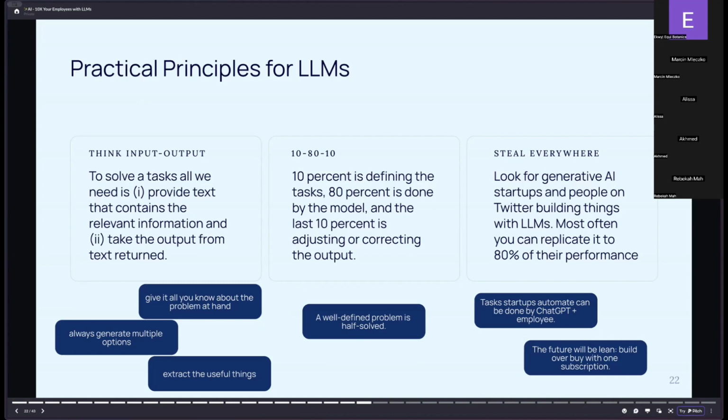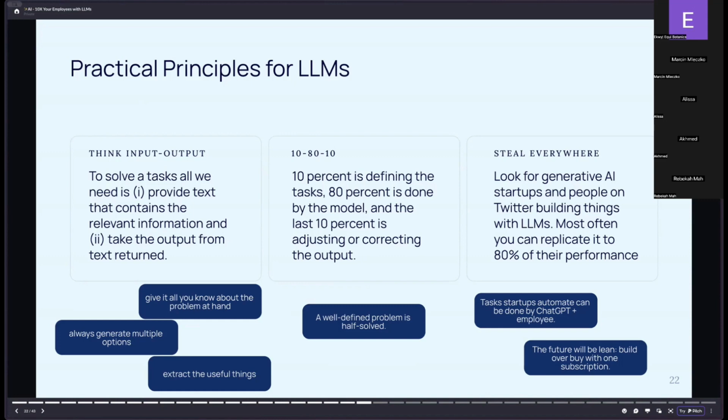And you always want to give it all you know about the problem at hand. So really dump everything you know in there: copy text from your knowledge base, dump an additional description, dump a few examples in there. And also always try to generate multiple options. In the social media case, generate multiple headlines and multiple alternatives for the main text. Then you can pick and choose the best ones, or give it feedback, like write more professional, or write like different authors you already like, which are really popular. And then extract the useful things and go from there.